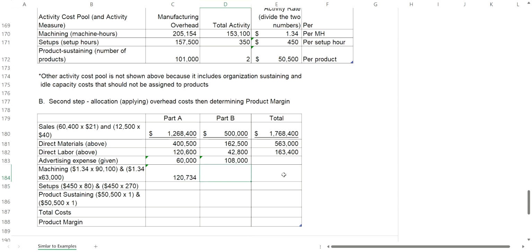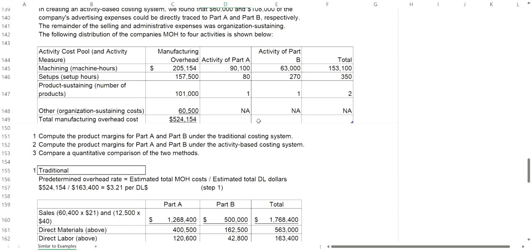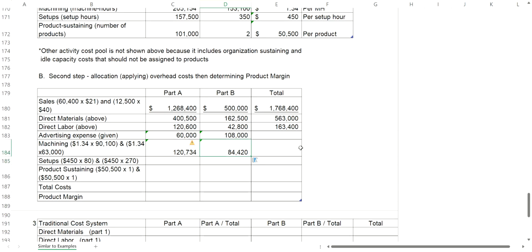Okay, for B, it's going to be $1.34, again, the activity rate, times, okay, and for machining, if I go down to the breakdown, the machining for product B was 63,000. Okay, so that ends up being $84,420. And I'll add the two together.